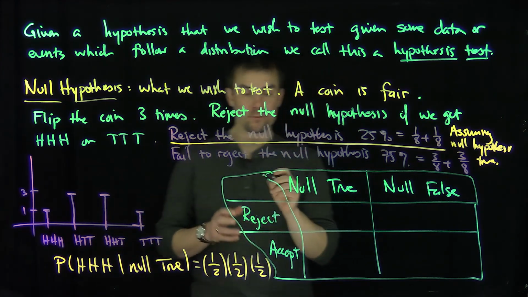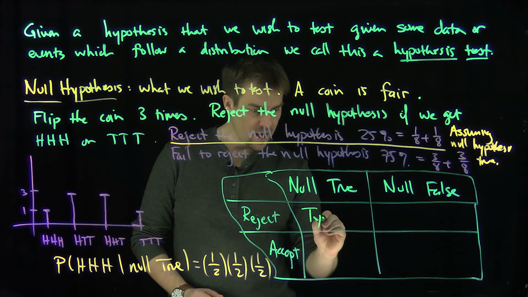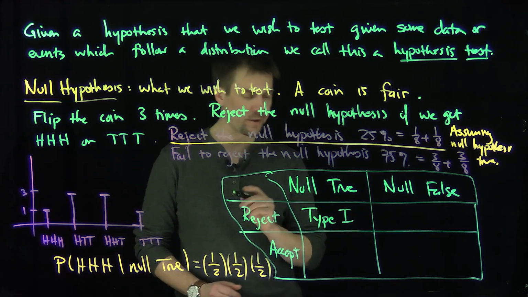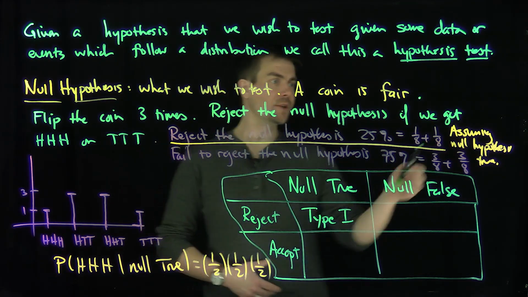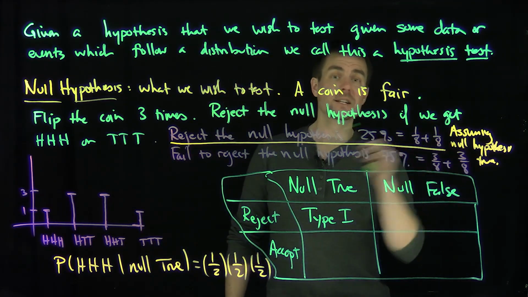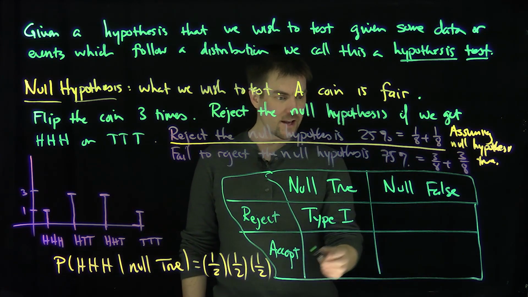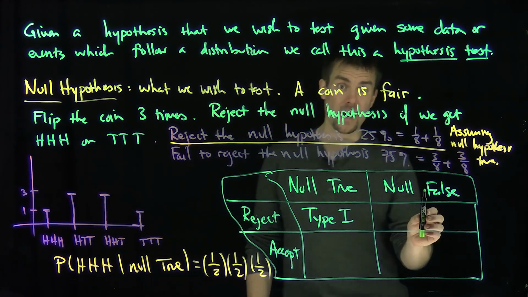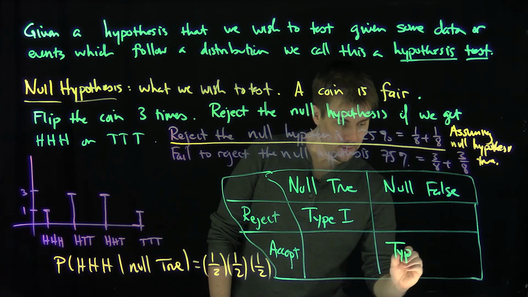If I reject the null hypothesis when the null hypothesis is true, this is called a type 1 error. Because it's an error. If you reject it when it's true, type 1 error. So in this case, the probability of a type 1 error is going to be 25%. If I accept the null hypothesis and the null hypothesis is false, that's also an error. That's called a type 2 error.